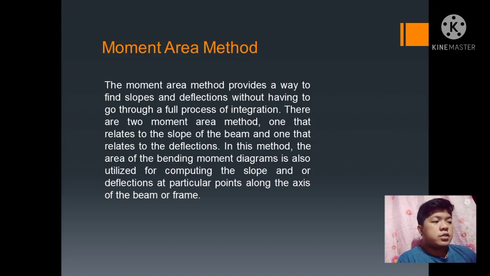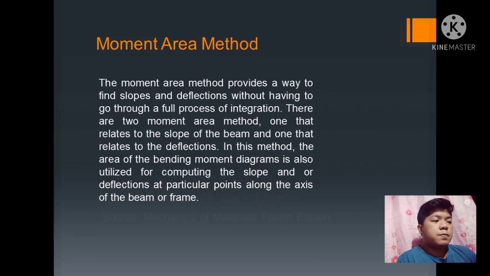The moment area method provides a way to find slopes and deflections without having to go through a full process of integration. There are two moment area methods, one that relates to the slope of the beam and one that relates to the deflections. In this method, the area of the bending moment diagrams is also utilized for computing the slope and/or deflections at particular points along the axis of the beam or frame.